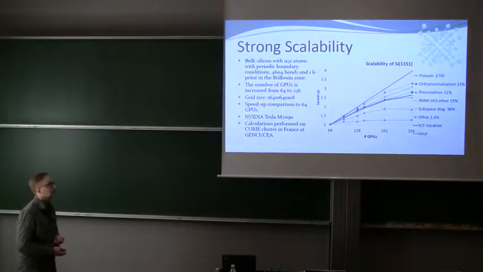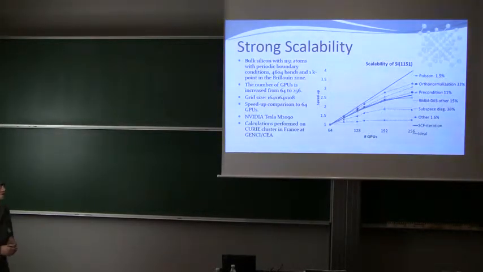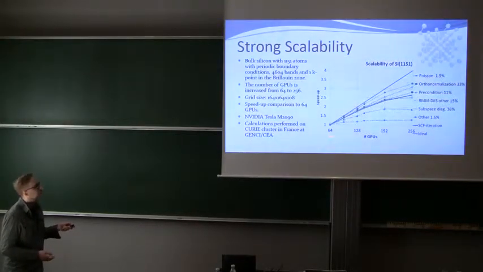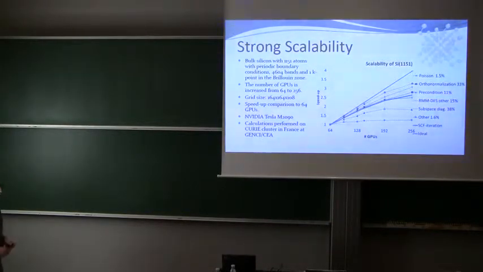And here is a strong scalability graph using a much larger system. We have a bulk silicon system with over 1,000 atoms. We start with 64 GPUs and then increase the number of GPUs up to 256 and see how well the code scales. This is the speedup compared to the 64 GPU case. This line shows the ideal scalability, and this is the scalability of the GPU code. As you can see, it scales pretty well when you double or triple the amount of GPUs, but then the performance starts to drop.